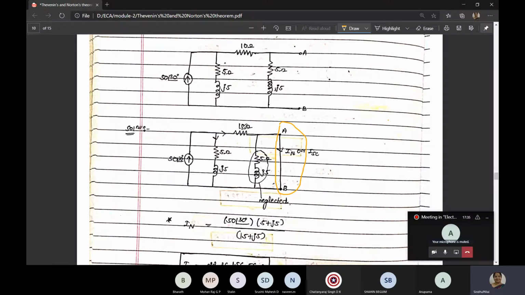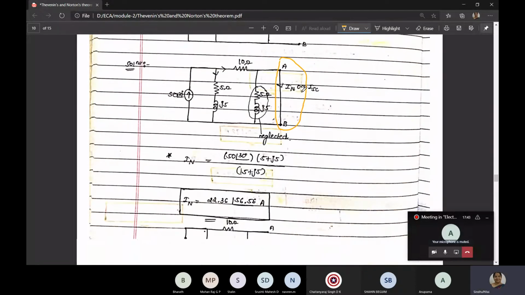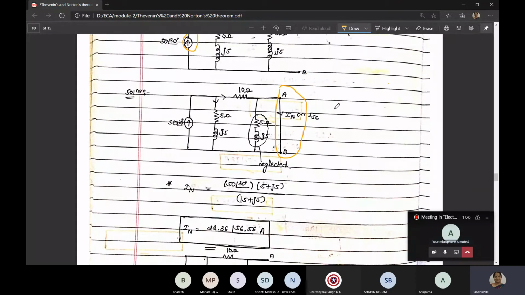So we'll go on with the network now. This is the network. They have given 50 at an angle 30, which is a current source only. This is also a current source. Next, one important concept is here. See, a current source is there, and I have to find the current here. See this branch, having a resistance of 5 plus J5 ohm.